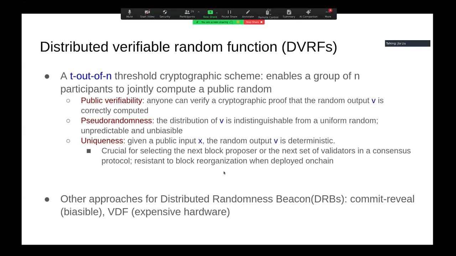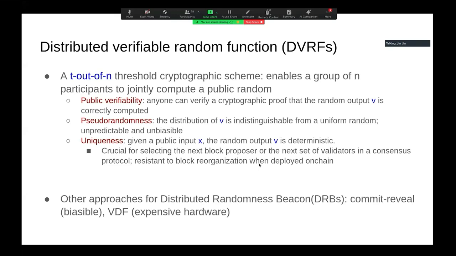Also, uniqueness can help provide resistance to block reorganization when we deploy the protocol on-chain. We need to choose the value of the public input to be independent of the block information, to be deterministic, so the generation of the random output won't be affected by block reorganization.